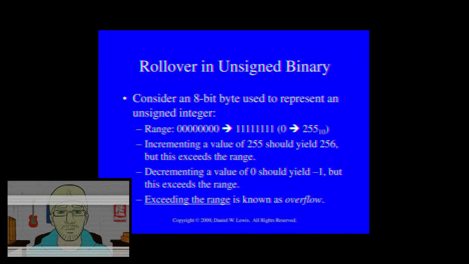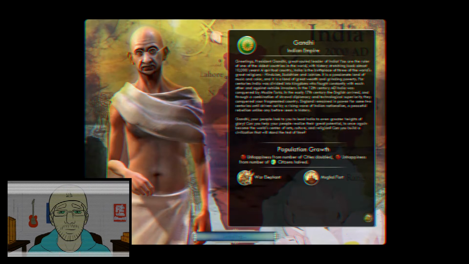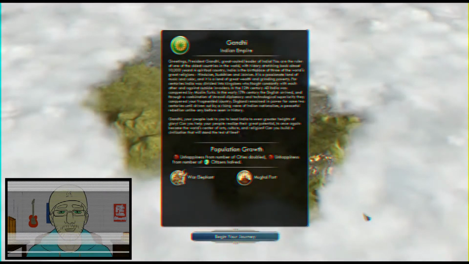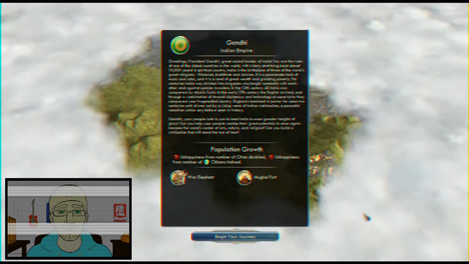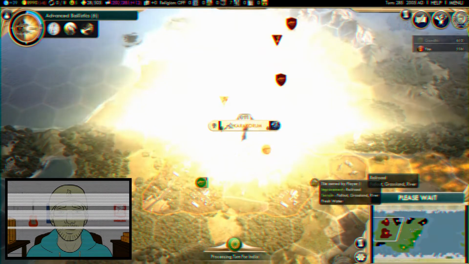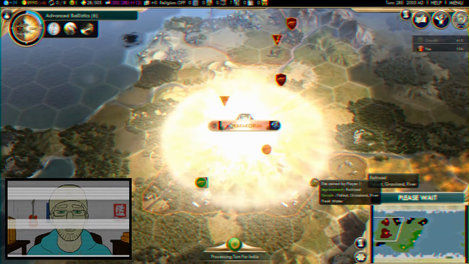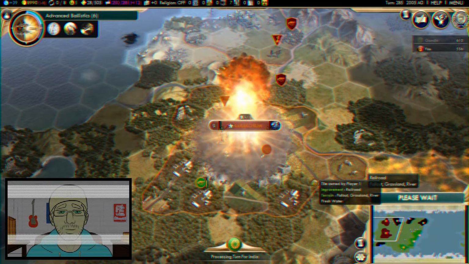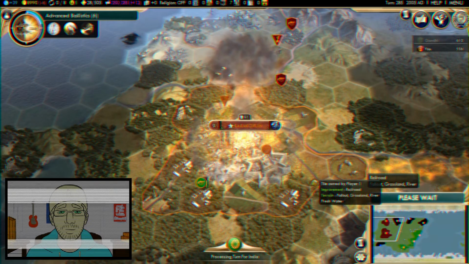Now, this type behaves like an odometer in a car. So from 0, the next value down would actually be 255. The same way, the next value up from 255 would be 0. So instantly, from being the most docile leader in the game, Gandhi becomes 25 times more aggressive than Genghis Khan. It was a sight to behold.